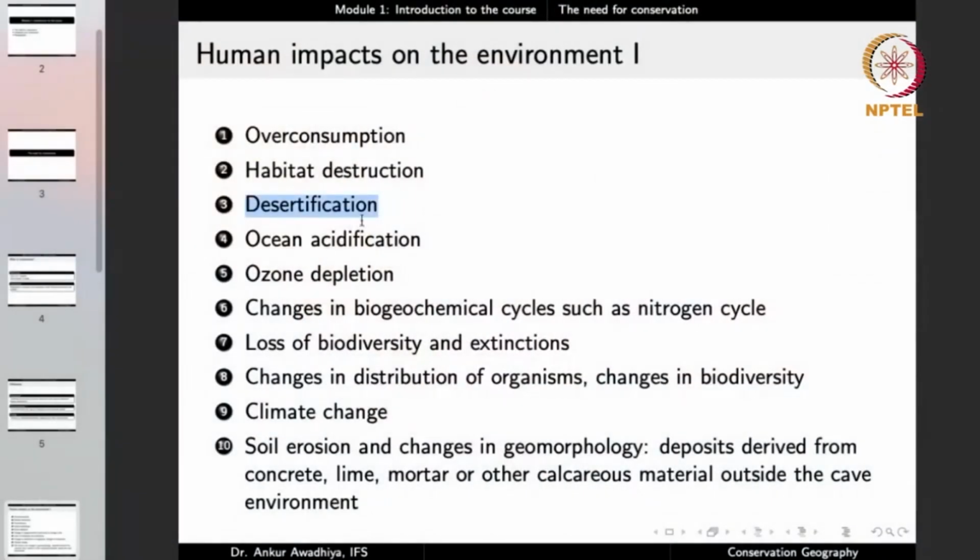We have large cattle population, goat population, sheep population, which are rapidly denuding whatever ground cover is left of plants. And this is another major human impact on the environment.